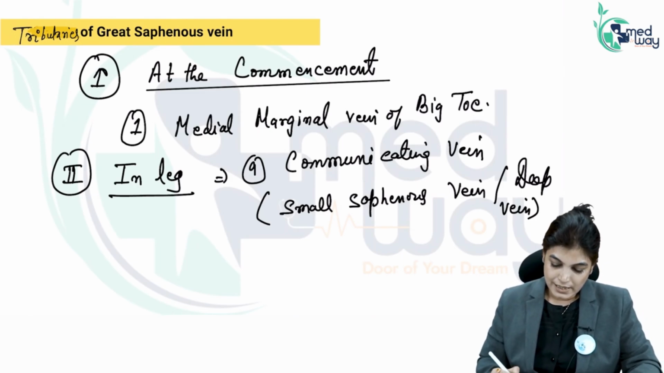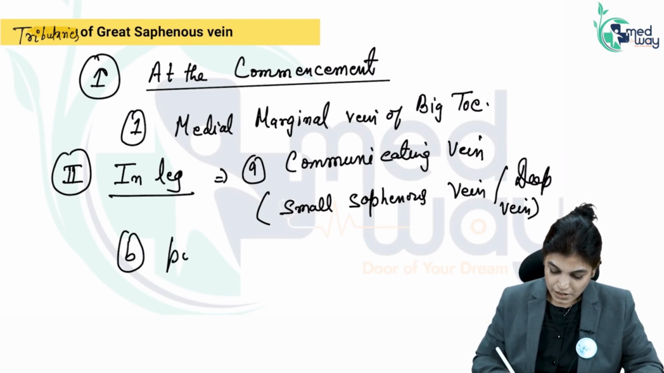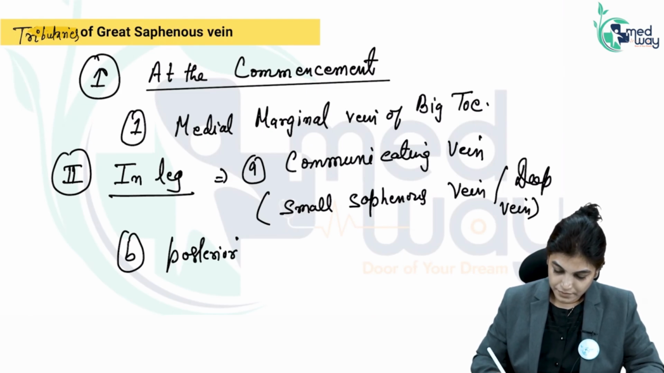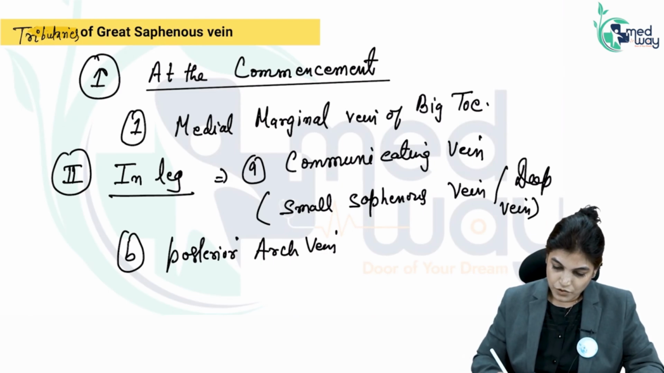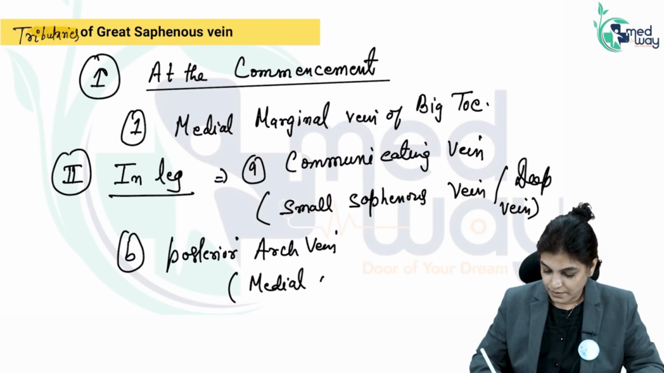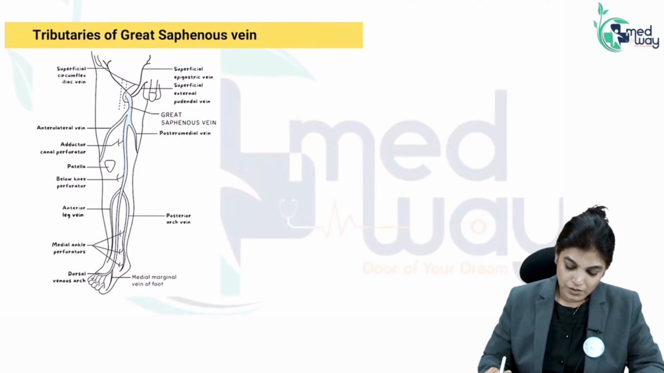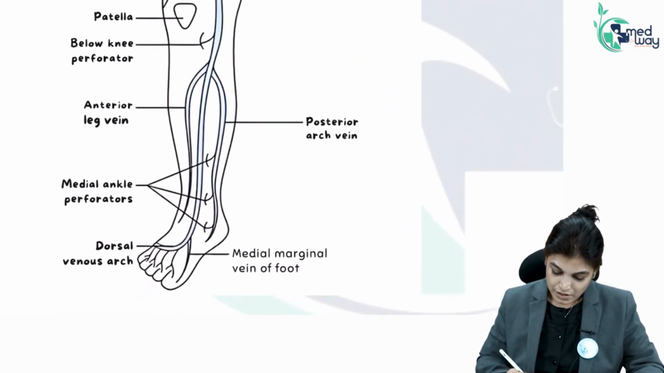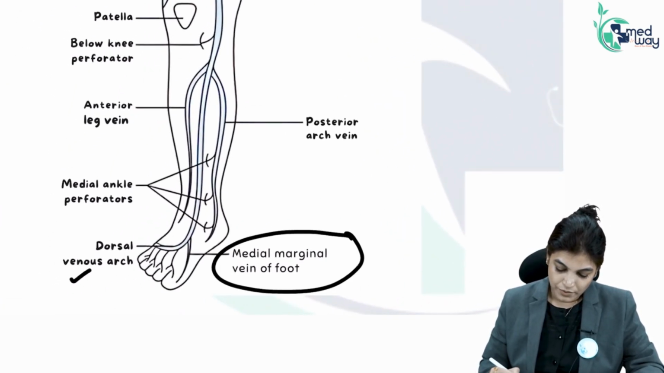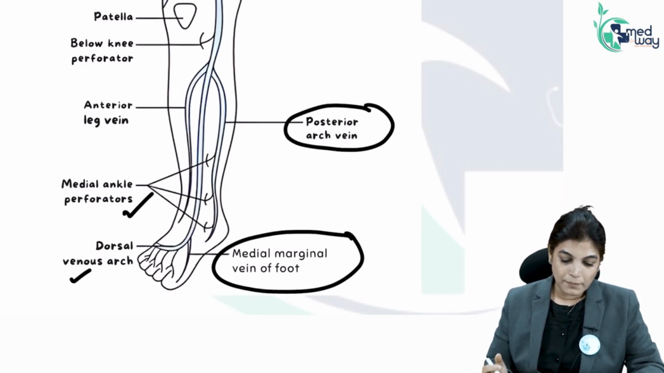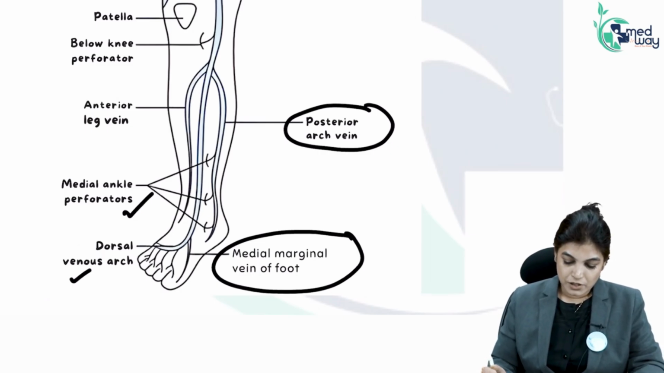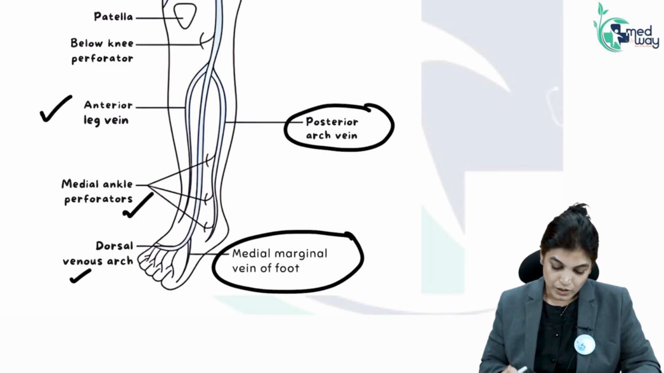Other tributaries which is given in the leg is posterior arch vein. We have got posterior arch vein connected by medial ankle perforators. Now, here I just want you to show the tributaries. This is the dorsal venous arch, medial marginal vein. We have got medial ankle perforators. As I told you, it is connecting posterior arch vein. Then coming to exactly just below the knee, we have got anterior leg vein as shown in the image.